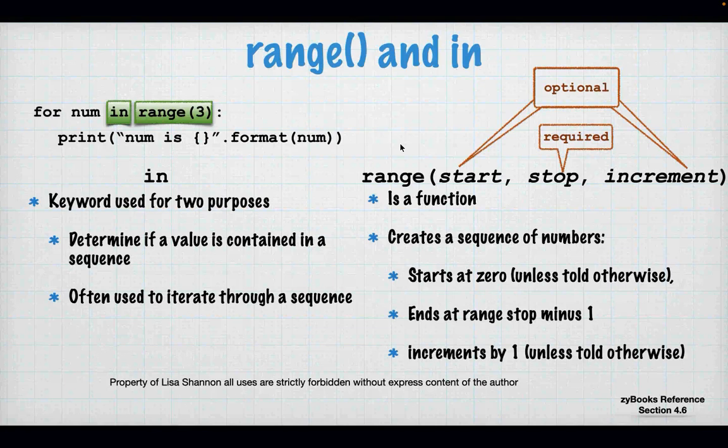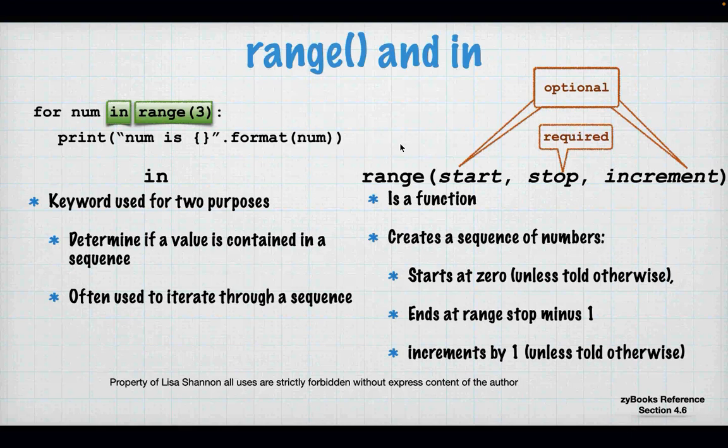If we look to the right column on this slide, we see the function range, and there are three variables. This is the first time in Python where we're really starting to use something called optional arguments. Before, we've pretty much always had to have, for example, an input function with a string, or the int function, which has only one argument.